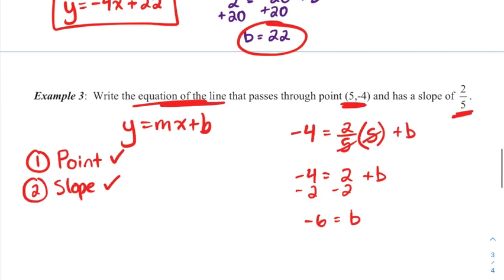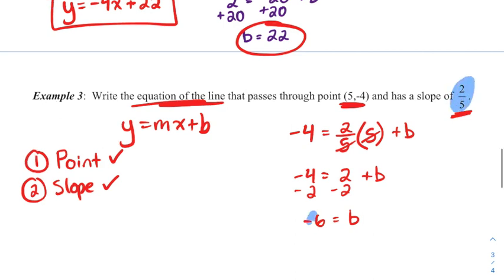Okay, last thing is just string it all together. We'll write it in y equals mx plus b. Here's our slope. Here's our y-intercept. So our answer is y equals 2/5 x minus 6.